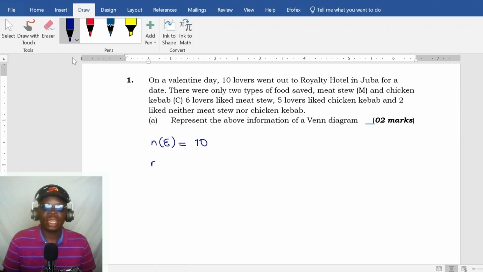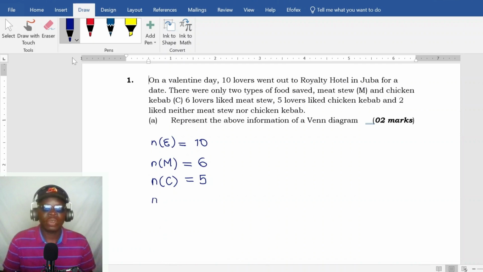Now we can say the number of lovers who like eating meat stew is 6, so we're going to put it here. And 5 lovers like chicken kebab, so C equals 5. And 2 liked neither meat stew nor chicken kebab.